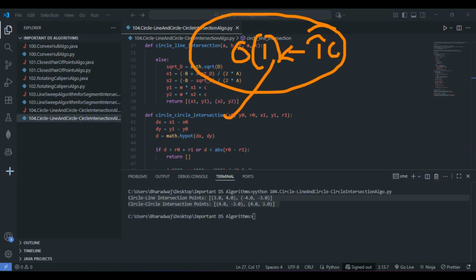Next, we'll be discussing the last of the geometry-based algorithms, nothing but Voronoi diagrams or Delaunay triangulation, right? So for now, this is it.